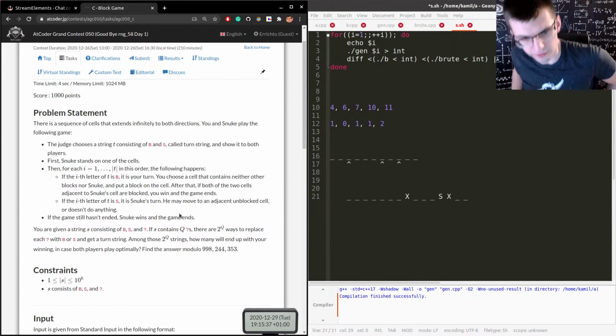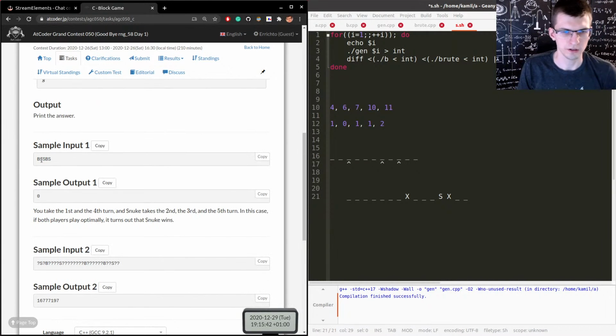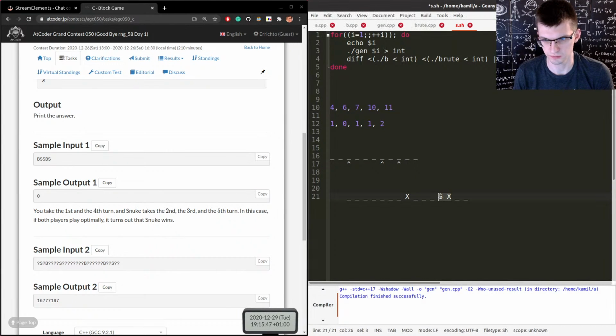He needs to survive those turns. What happens there? He stands somewhere, then I block a cell next to him. Next to him sounds optimal. It's just a decision whether on the left or on the right. Then he moves. He will here move as far away as possible. And he moves twice, so he will be there. Then I block him again.